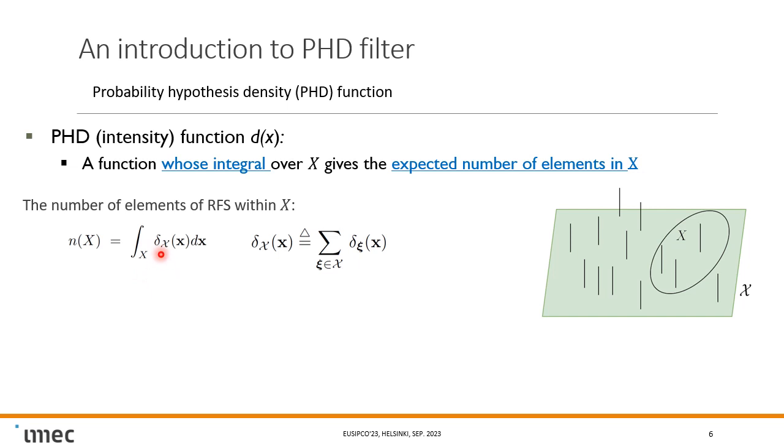And here, delta of X is the sum of all single state deltas. If we denote the location of each state by a delta function, delta of X becomes the sum of all of these deltas, and the number of states in a region X becomes the sum of the deltas in that region. It is proved that the PHD function equals the expectation of this delta of X.